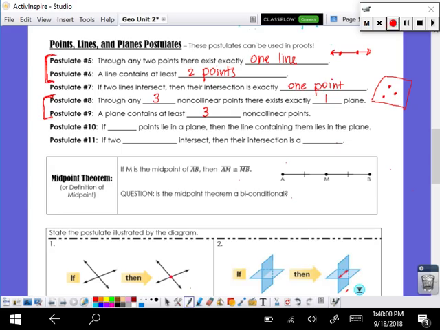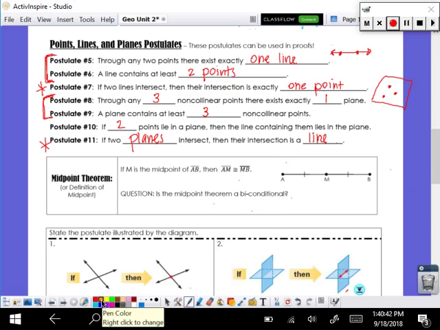Postulate number 10, if 2 points lie in a plane, then the line containing them lies in the plane. And lastly, 11, if 2 planes intersect, then their intersection is a line. So 7 and 11 come from last unit's notes. We learned about that. Then everything else comes from last unit's notes too. We specifically said 7 and 11, and all these other things are just some common sense statements that we should be able to remember.